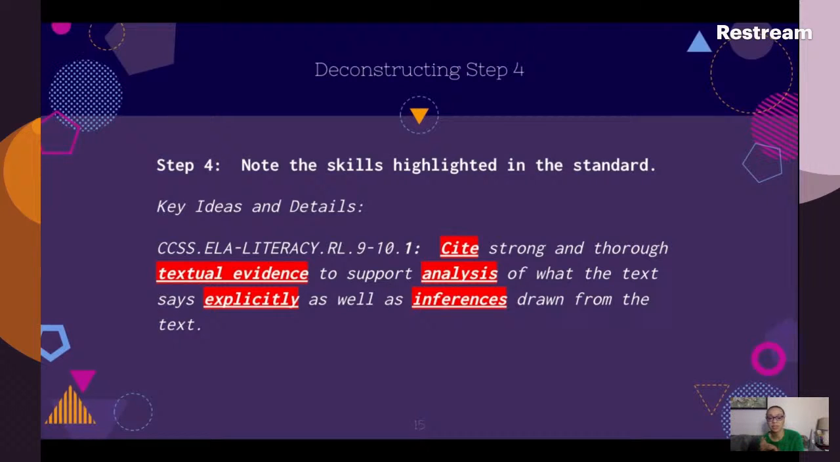I know what my primary skills are. They're citing, they're analyzing, they're making inferences. Those are the big things that they're doing. And as I think about my content that I'm covering, those important things that they need to be looking at: textual evidence. They need to be looking at explicitly stated details. Those are the big things that need to be covered.